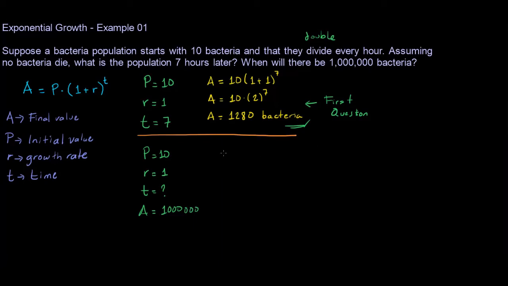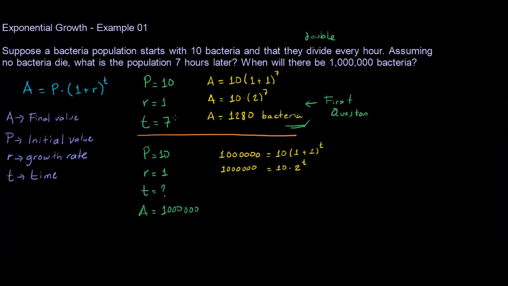So let's put it in the formula. In this case, we have 1 million equal to 10, and I'm going to simplify here, 1 plus 1 to the t power, which we do not know. We're trying to look for this t. So I'm going to first write this simplified: 1 million is equal to 10 times 2 to the t power.